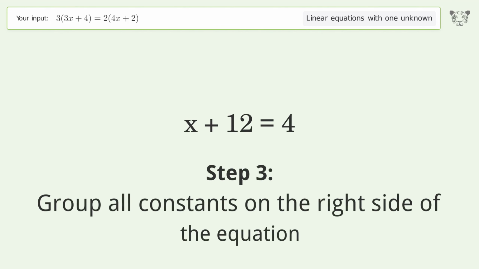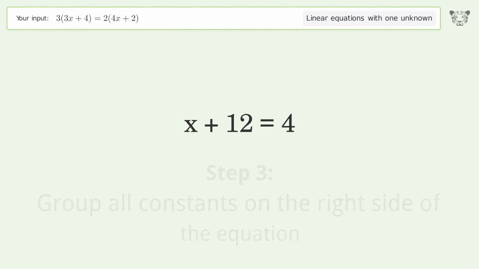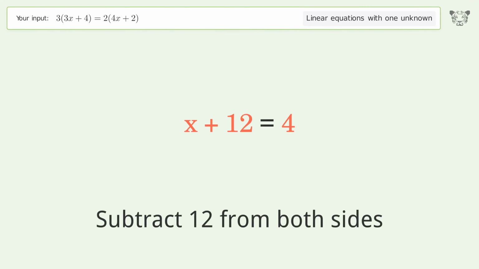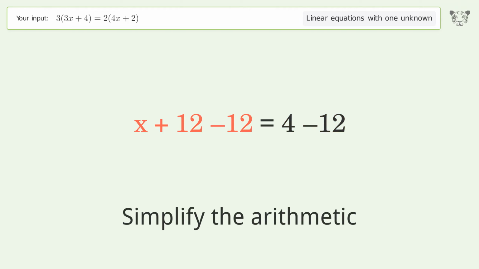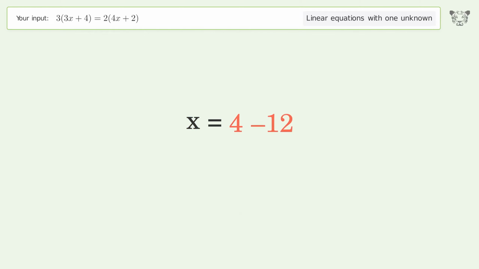Group all constants on the right side of the equation. Subtract 12 from both sides. Simplify the arithmetic. And so the final result is x equals -8.